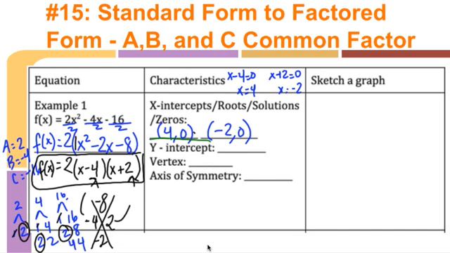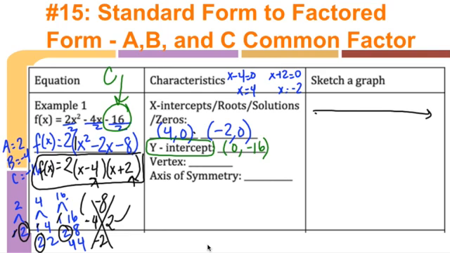For my y-intercept, I can just look at c from the original standard form. So I know that's just going to be 0 comma negative 16. And now this would be a good time to start sketching my graph. So I know if I need to go all the way down to negative 16, I might want to make my x-axis kind of higher, make my y-axis go a little bit lower.